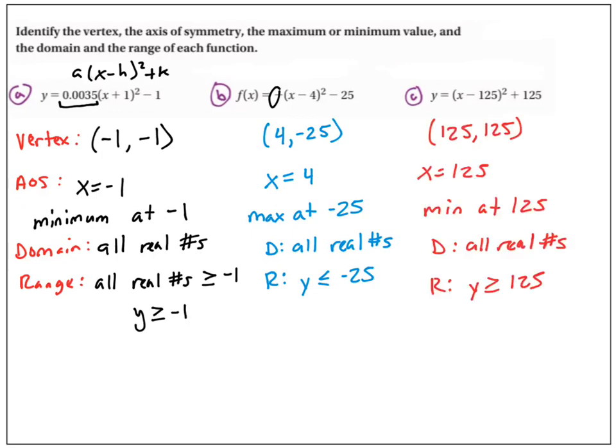Then in problem C, your vertex is 125, 125, or the point 125, 125. Your axis of symmetry is x equals 125. Your minimum value at 125, because this graph opens up. The domain is all real numbers again. And then the range is all real numbers greater than or equal to 125.